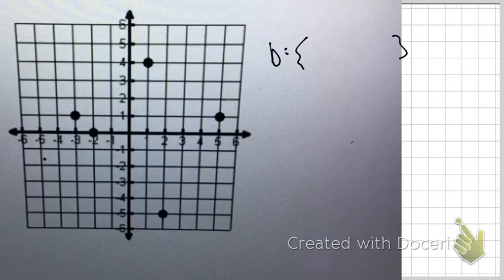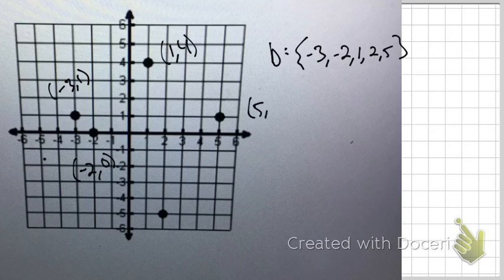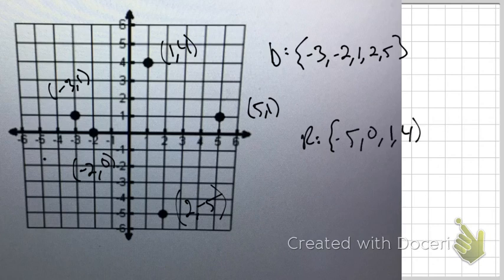All right, last one with domain and range. Domain is all possible x values. I got a negative 3, negative 2, 1, 2, and 5. An intermediate step you might like to do is write the ordered pairs for all those: negative 2, 0, 1, 4, 5, 1, 2, negative 5. Sometimes that's easier, then you can just pluck off the x values. It's up to you. The range, all possible y values, is going to be negative 5, 0, 1, and 4. And that comes from all those ordered pairs.